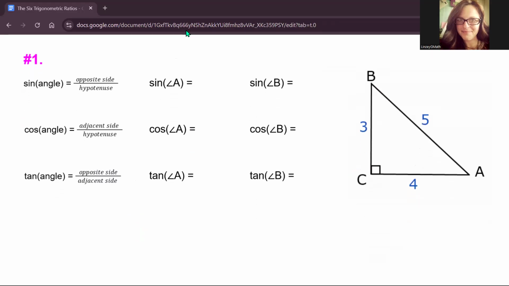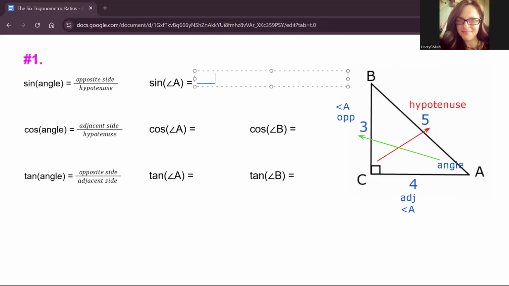Number 1. We've got our right triangle, and the opposite side of our right angle is the hypotenuse. And it looks like we're finding sine of angle A, so we'll focus on angle A. The opposite side of angle A is 3. And the remaining side is the adjacent side of angle A.